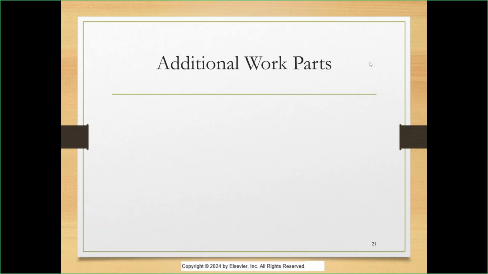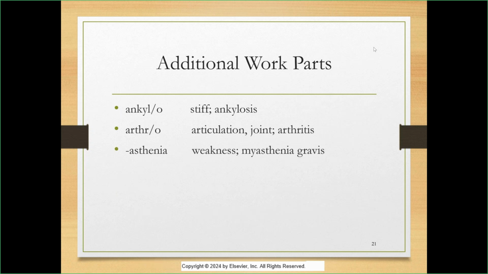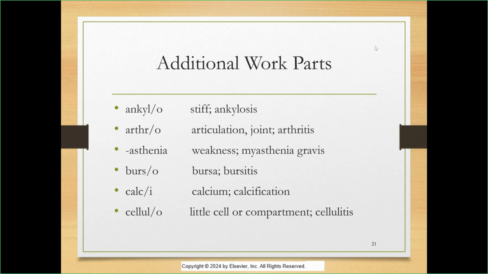Additional word parts. Ankylo means stiff, as in ankylosis. Arthro relates to articulation or joint, as in arthritis. Asthenia means weakness, as in myasthenia gravis. Burso pertains to the bursa, as in bursitis. Calci relates to calcium, as in calcification. Cellulo is like a little cell or compartment, as in cellulitis.